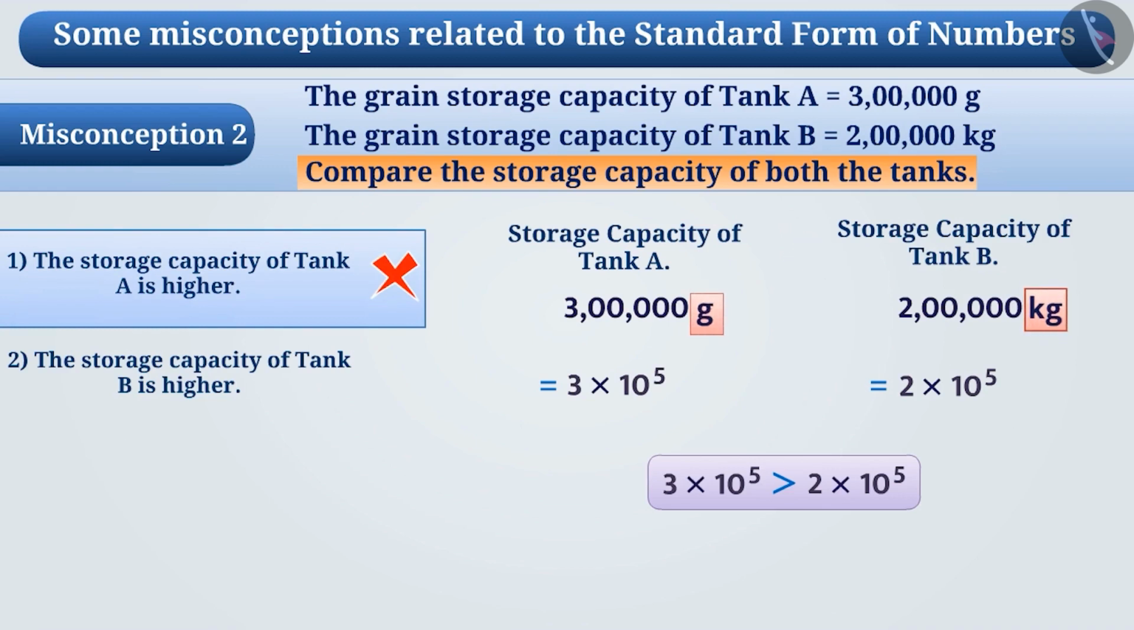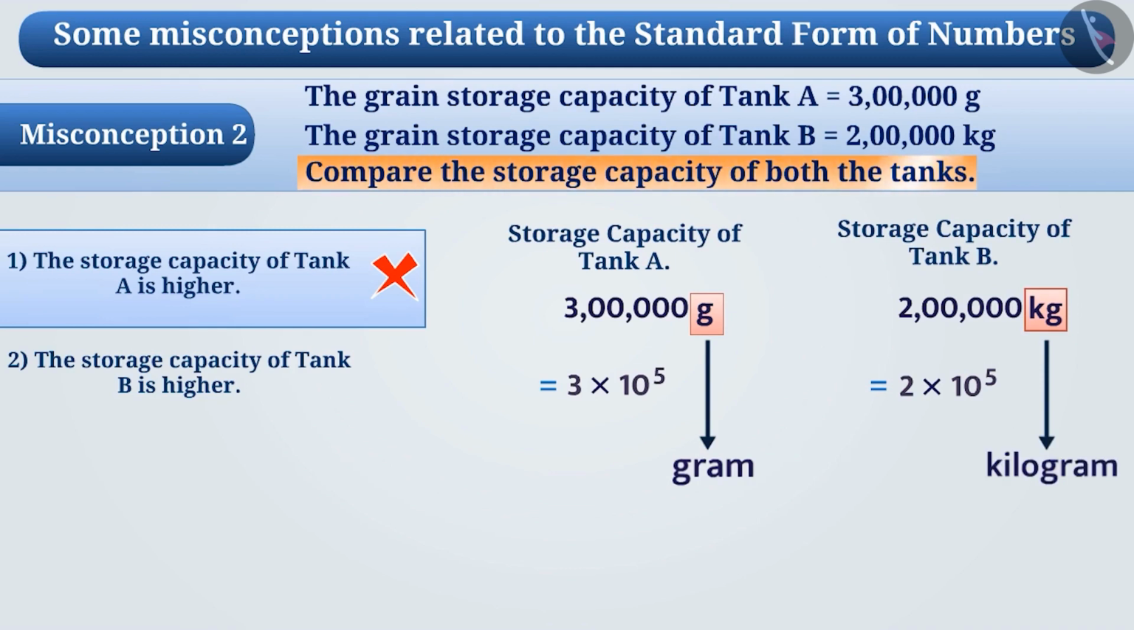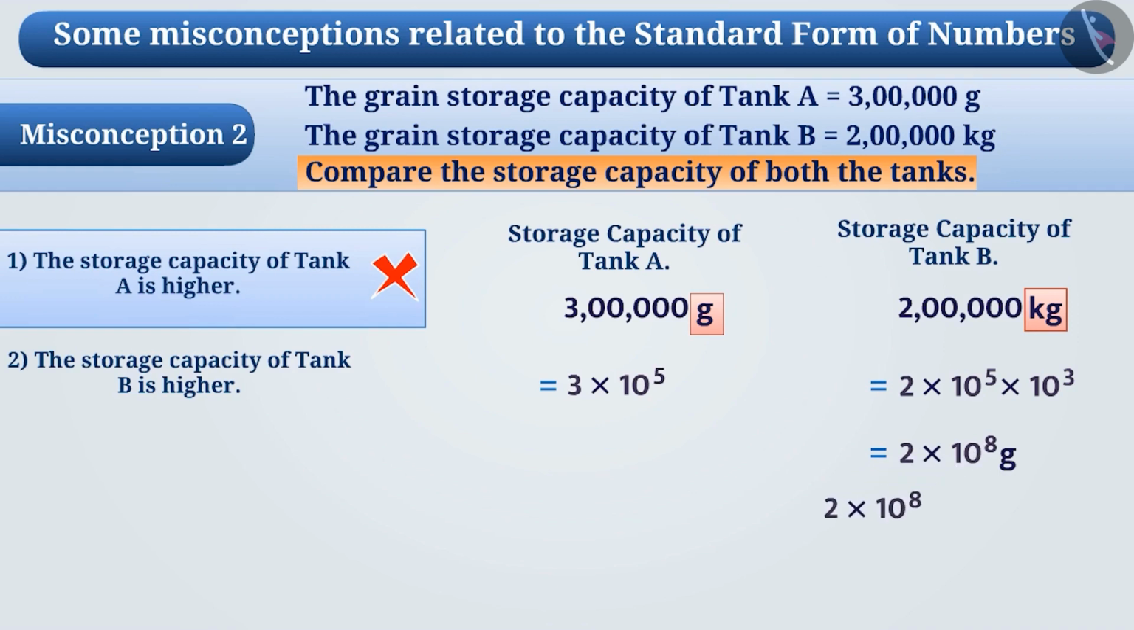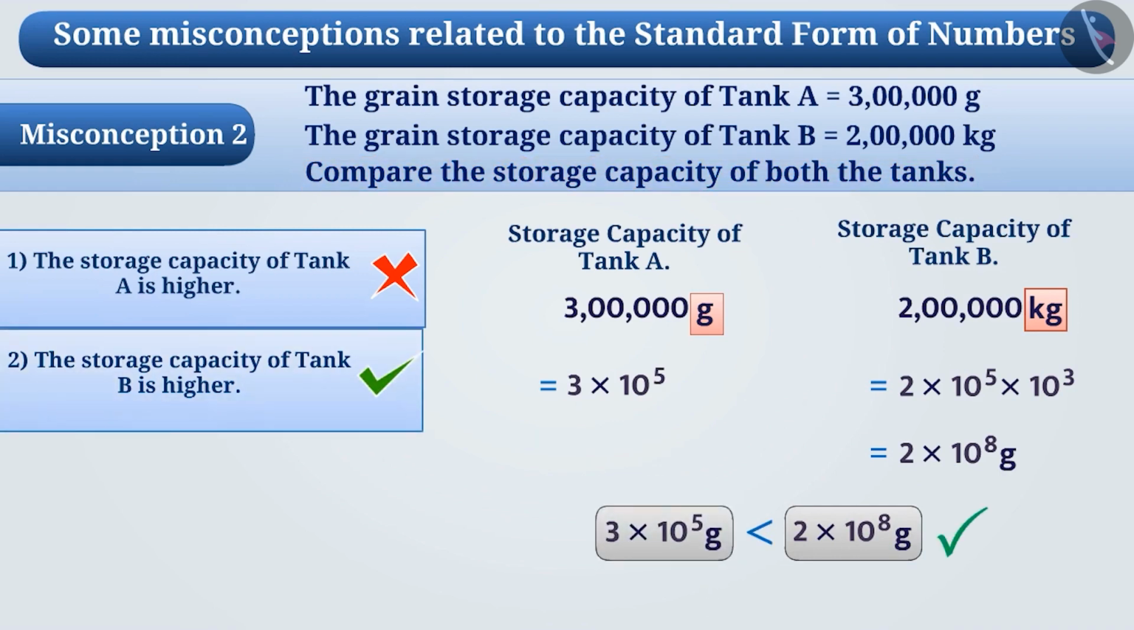We must focus on the units of the numbers. Here, the grain storage capacity of tank A is in grams and the grain storage capacity of tank B is in kg. Both the numbers must be in the same units for comparison. We know that 1 kg is equal to 1000 grams. That is equal to 10 to the power of 3 grams. Hence, 2 into 10 to the power of 5 into 10 to the power of 3 is equal to 2 into 10 to the power of 8. That is, the storage capacity of tank B is 2 into 10 to the power of 8 grams, which is greater than 3 into 10 to the power of 5 grams. So the correct answer is option 2.